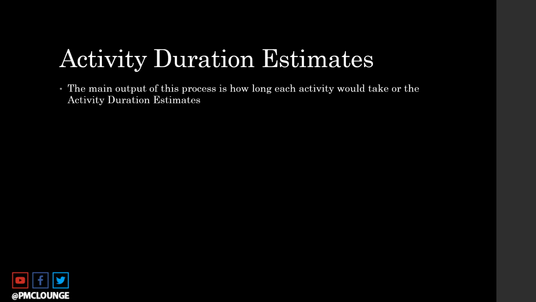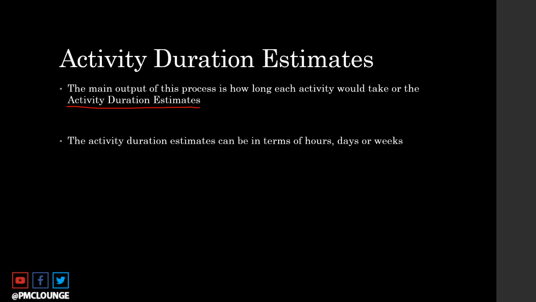So once you have the time that you need for each activity to be completed, you have something known as the main output of this process, the activity duration estimates. This is the main output of this process. Now, you need to know that this can be in terms of hours, days, or weeks as well.